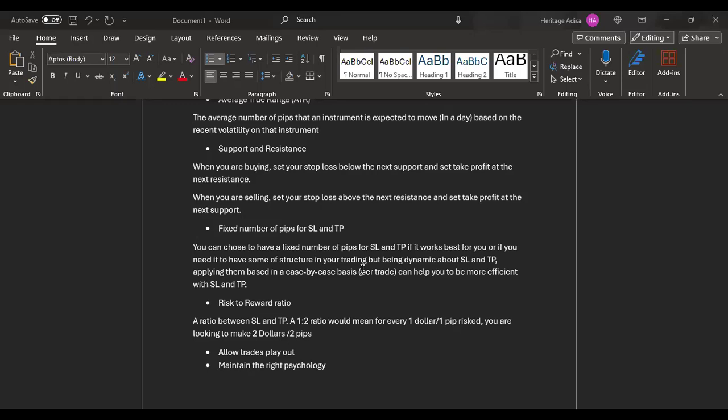But I would not give up a good trade just because I cannot get a 1-to-2 risk to reward. As long as I am in a good trade, as long as I have a very high conviction level, high probability for that particular trade, I would take the trade. And by the way, you can always modify your trades as price moves in your favor.